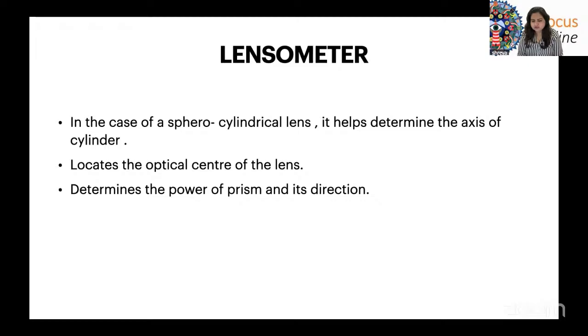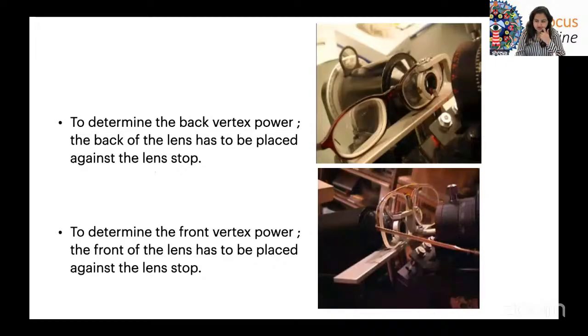In the case of a spherocylindrical lens, it also helps us determine the axis of the cylinder. It also locates the optical center of the lens and determines the power of prism and its direction. The newer automated lensometers can also measure the power of a contact lens. Lensometers can be used to know the front as well as the back vertex powers. For the back vertex power, the back part of the lens has to face the lens stop. And to know the front vertex power, the front part of the lens has to face the lens stop.